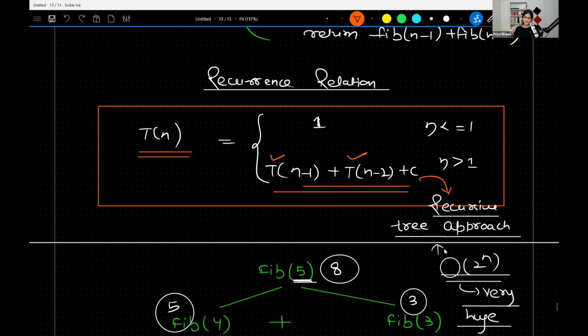How it can be solved, we will discuss in the next class. We will start our session from this only. T of n is equals to T of n minus 1 plus T of n minus 2 plus C. How we can solve this, and we'll be able to compute the complexity as exponential. But is this clear? I think now we can wrap up the class.